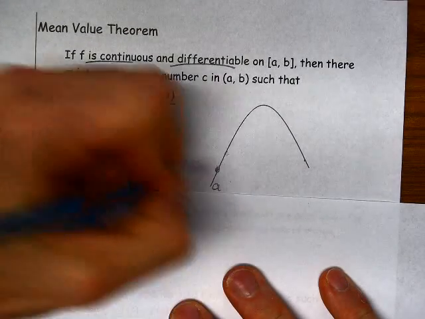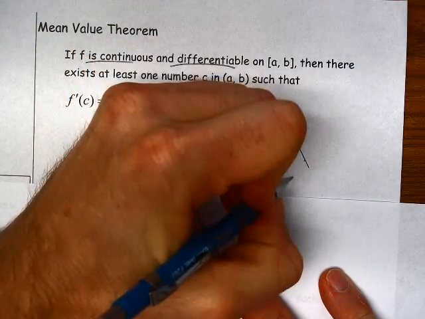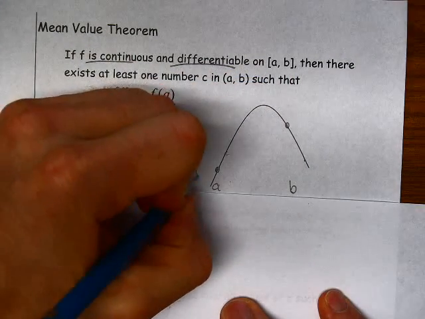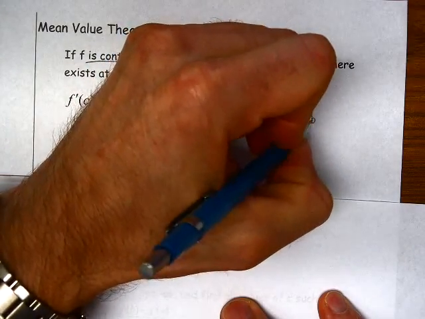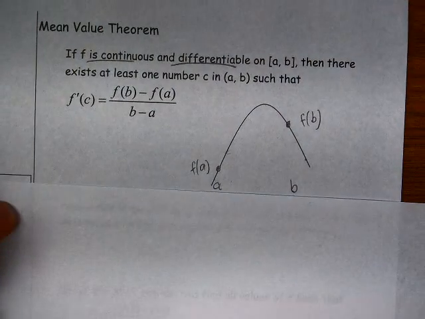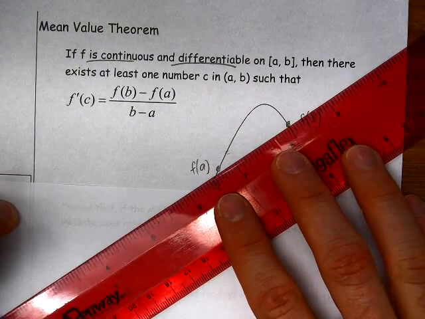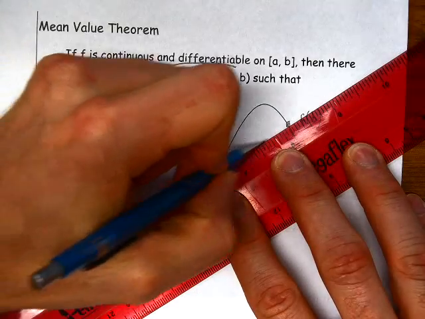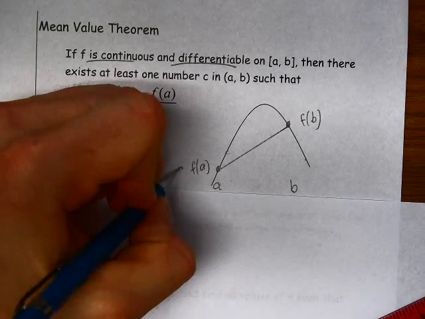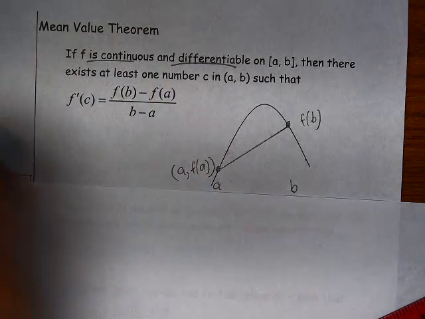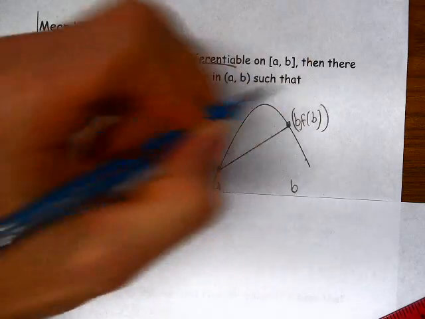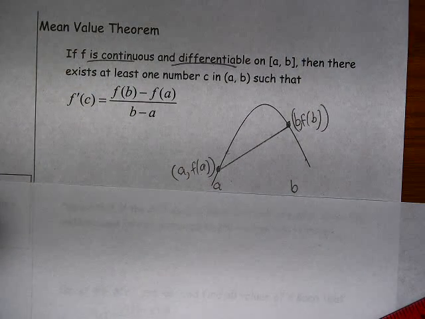So here's my a value. I'm going to choose a b value here. Here's f of a. Here's f of b. So I can draw that secant line just to take a look here. This point is located at a, f of a. A is the x value, f of a is the y value. This point is located at b, f of b. Again, the x value and the y value.